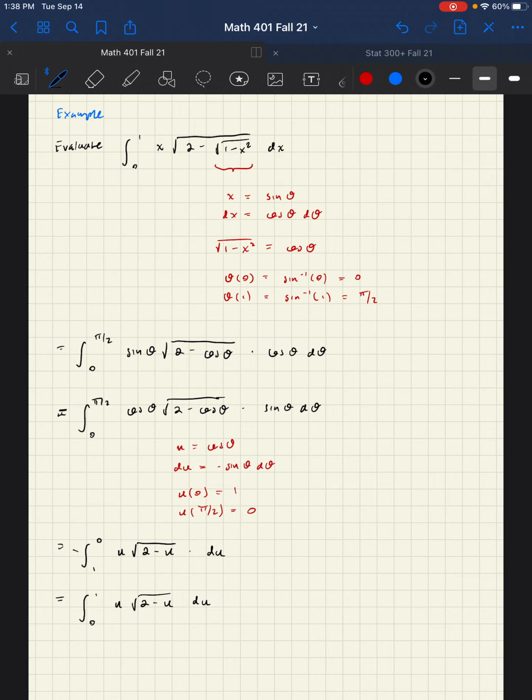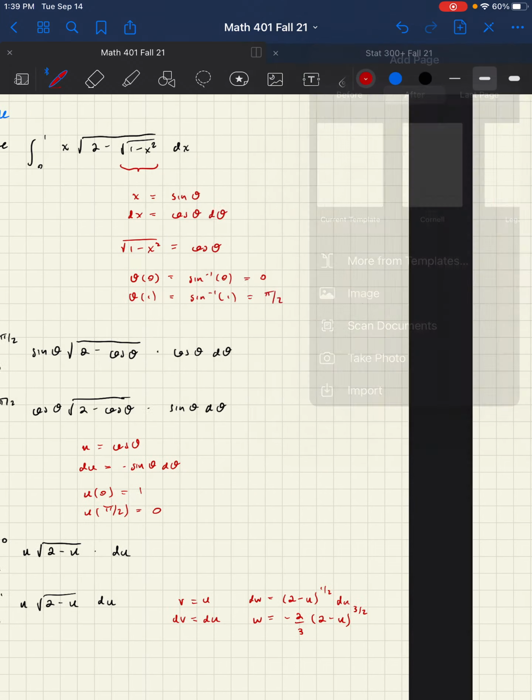It's not bad. Remember, this is another product, right? So we have u and square root of 2 minus u. Which one do you think would be easier to integrate or derive? If we derive u, then we'll get a dv that's equal to du. Let's go with that. So we're going to let v equal u, dv equals du. dw is now going to be 2 minus u to the 1/2 power du. And if we integrate this, we get w equals negative 2/3 times 2 minus u to the 3/2.